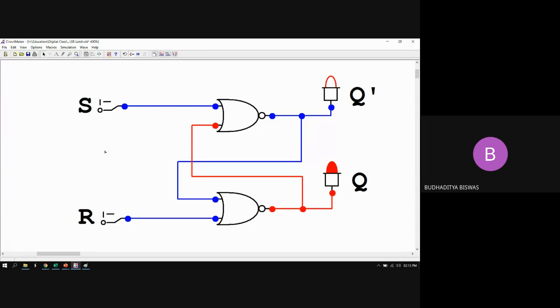Memory means what? Memory means not to memorize something. It is actually holding the previous state. So that is called the memory. It can hold the previous state output.